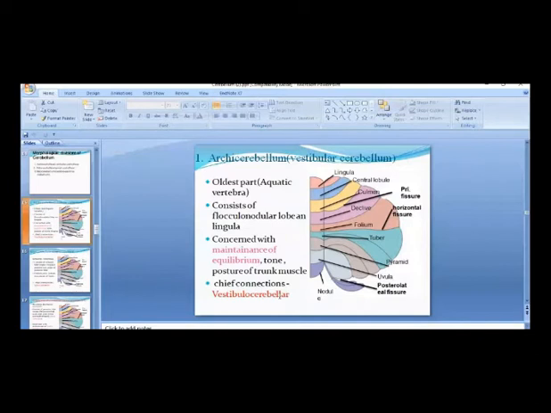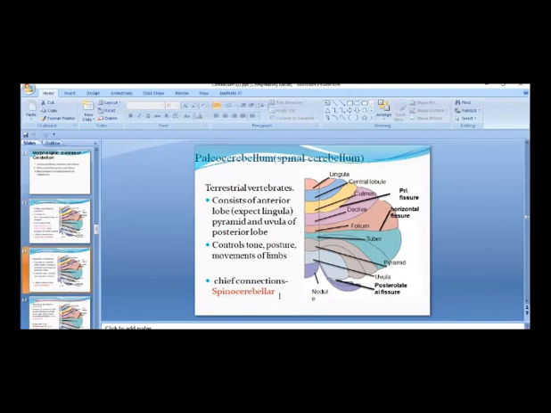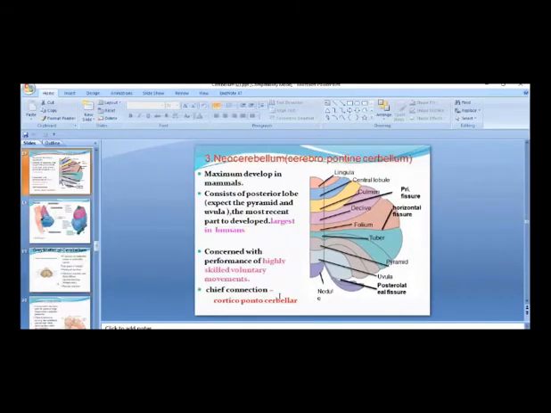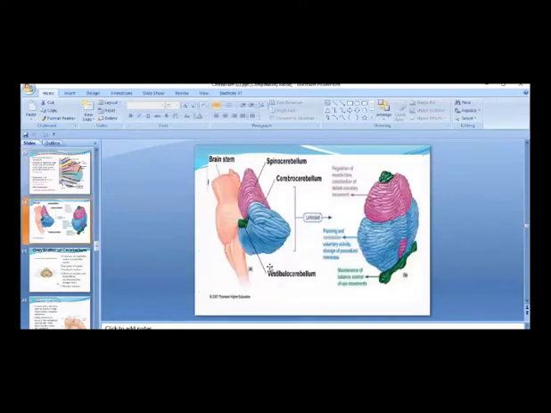First, in archi, you have to remember aquatic animals. So it is concerned with trunk only, and in terrestrial animals you have to remember limbs develop. So it concerns the movement of limbs. As in neocerebellum, it is highly developed in human beings. So skilled movement can be done, such as painting, writing, movement of the fingers like this. So this is the division: vestibulocerebellum, spinocerebellum, and neocerebellum. So this is the division of the cerebellum.